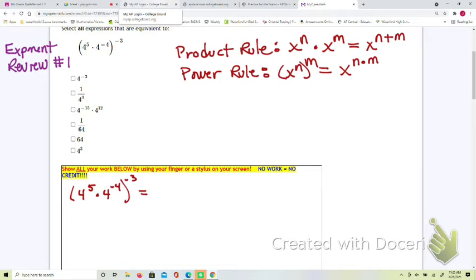So in our work area, did everybody write 4 to the 5th times 4 to the negative 4, all to the negative 3rd? And I see some people are writing it right now.